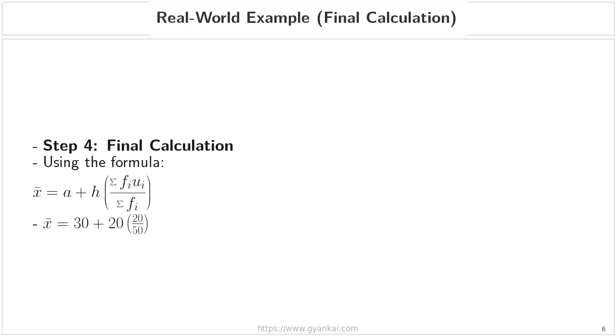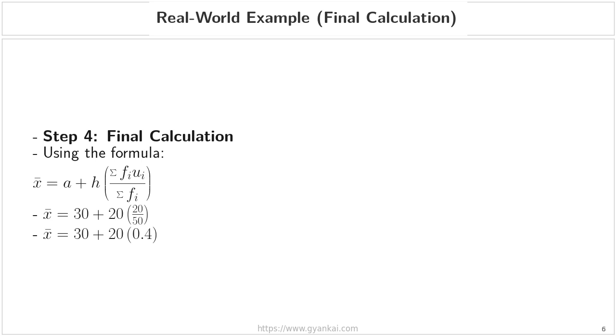Now let's substitute the actual values we derived from our table. We chose our assumed mean, a, to be 30, our class size, h, is 20. From our totals in the previous slide, we found that the sum of f sub i times u sub i is 20, and our total frequency, the sum of f sub i, is 50. So our equation looks like this. X bar equals 30 plus 20, multiplied by the quantity 20 divided by 50.